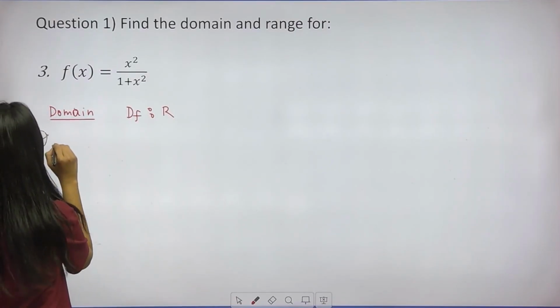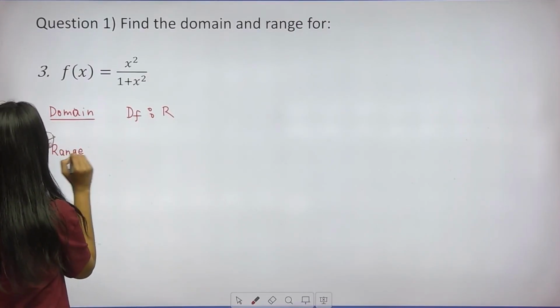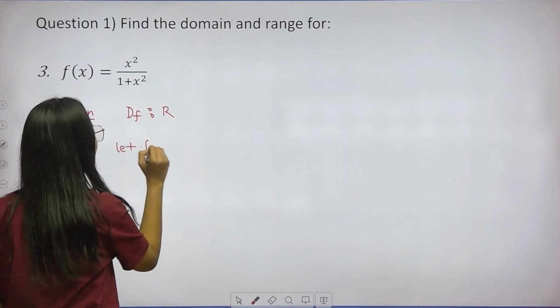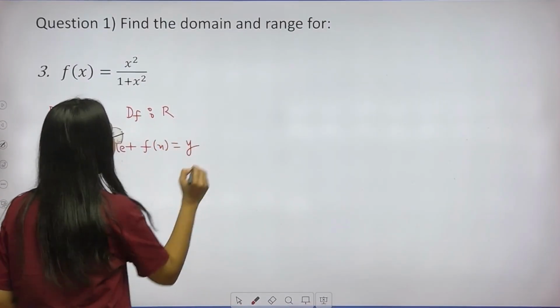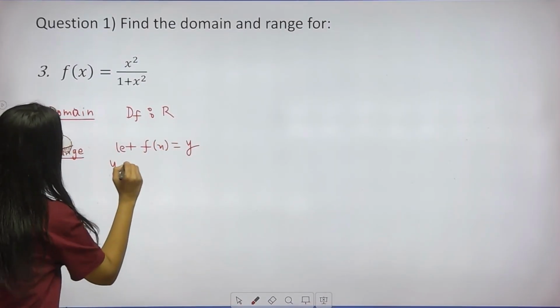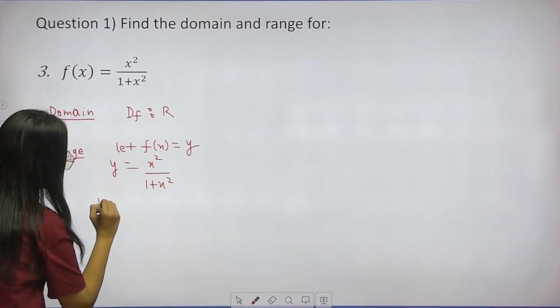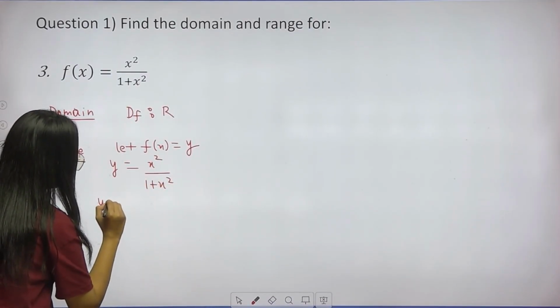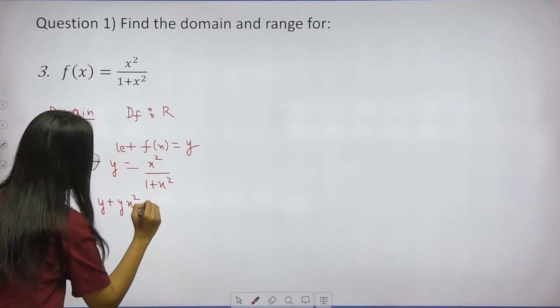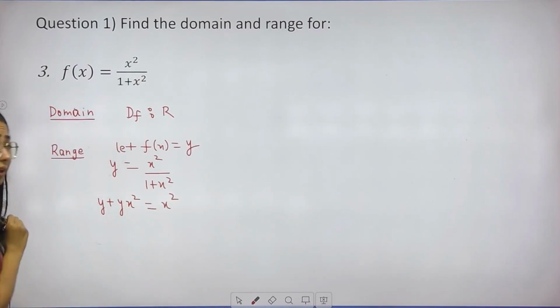Now let's find the range. For finding the range, let f of x be equal to y. Now y is equal to x square over 1 plus x square. Let's cross multiply, we get y plus yx square is equal to x square. Clear?